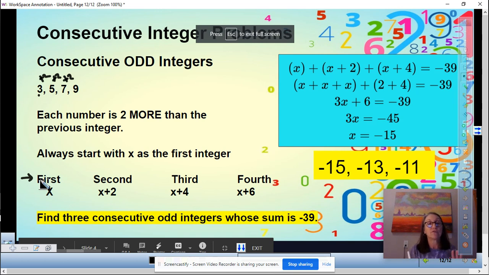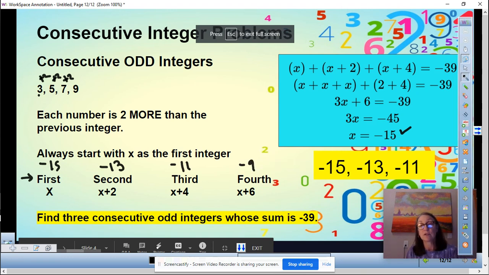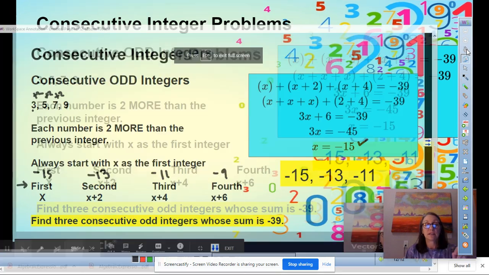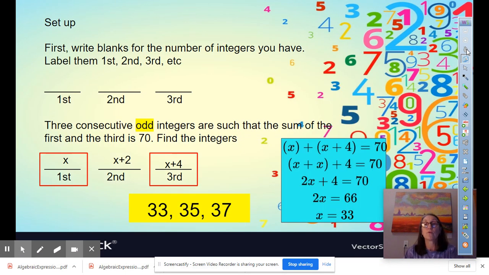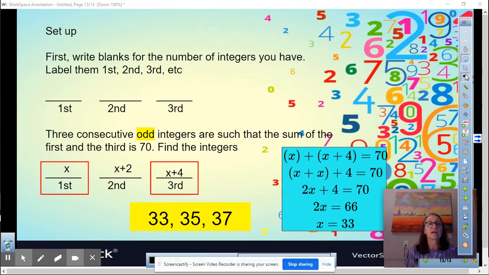So in this case, I wanted to find 3 consecutive odd integers whose sum is negative 39. I set my problem up the same way. I combine like terms. I get that my x is negative 15. Well, what's the next consecutive odd number after negative 15? Negative 13, negative 11, negative 9, and so on. Okay, so that's negative odd integers. But wait, there's more, because this stuff can get really complicated.